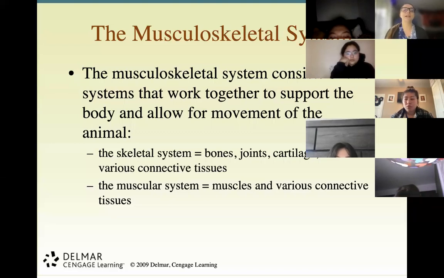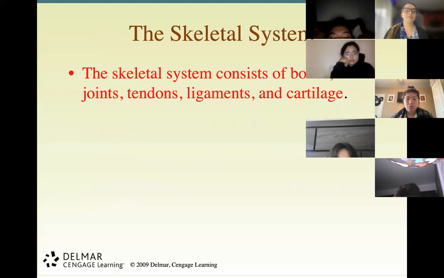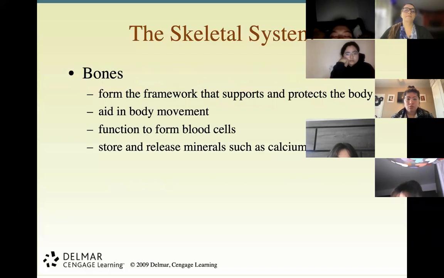Again, that's the musculoskeletal. You can see that those are just combined root words. So the skeletal system, that's going to consist of the bones, joints, cartilage, and also other various connective tissues, where the muscular system is going to be related to all the muscles, as well as other various connective tissues. So we know the skeletal system, that's going to be consisting of bones, joints, tendons, ligaments, and cartilage. So let's break it down and get into our bones.